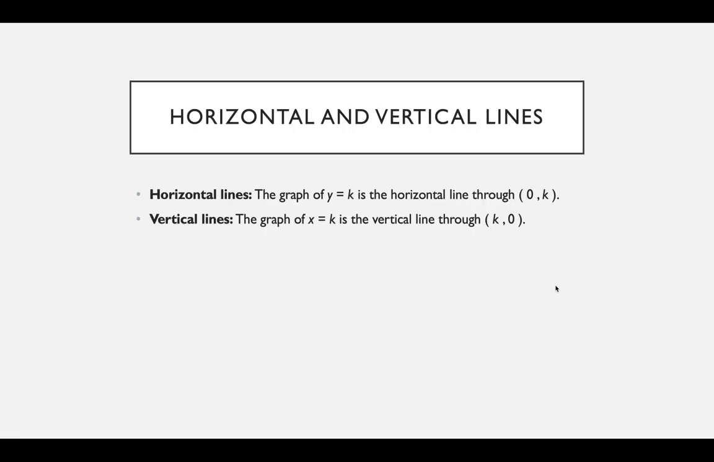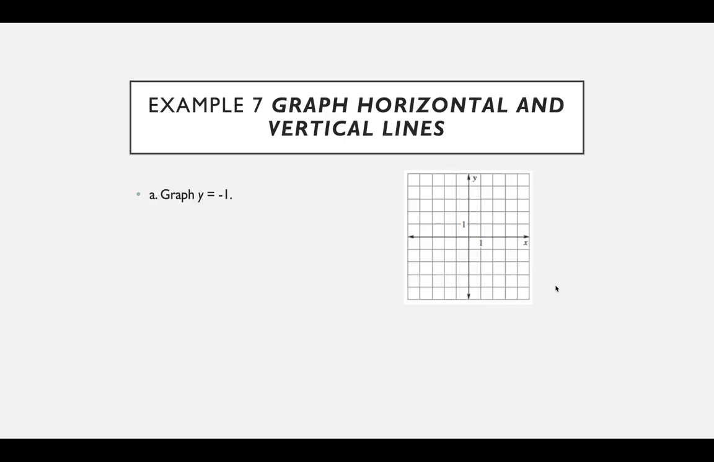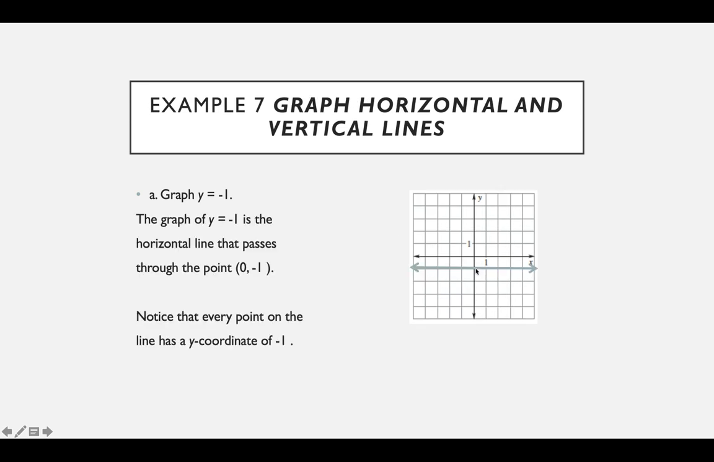Okay, if you'll remember, horizontal and vertical lines are going to be represented by y equals k for the horizontal line and x equals k for the vertical line. So we're going to graph y equals negative 1. So we drop down here to 0, negative 1, and this line is defined by all the y values being the same and all of them being negative 1. So it's going to be the horizontal line through y equals negative 1.